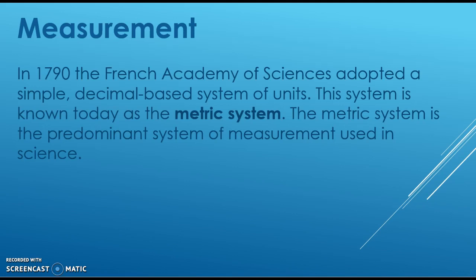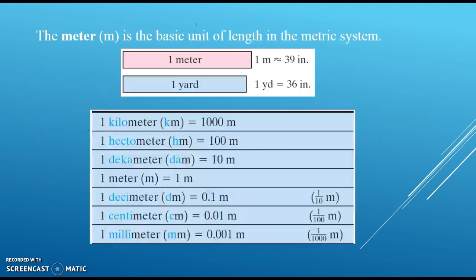Now, I have a couple different things in here I want to point out. This is an example of the unit of length in the metric system, the meter, which is the basic unit of length. It shows you a comparison of how it compares to yards, and then it goes through the different conversions. A kilometer is equal to 1,000 meters and so on.